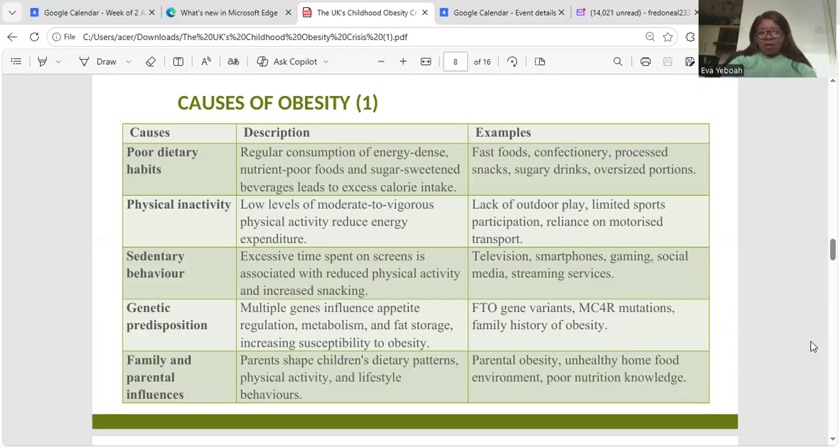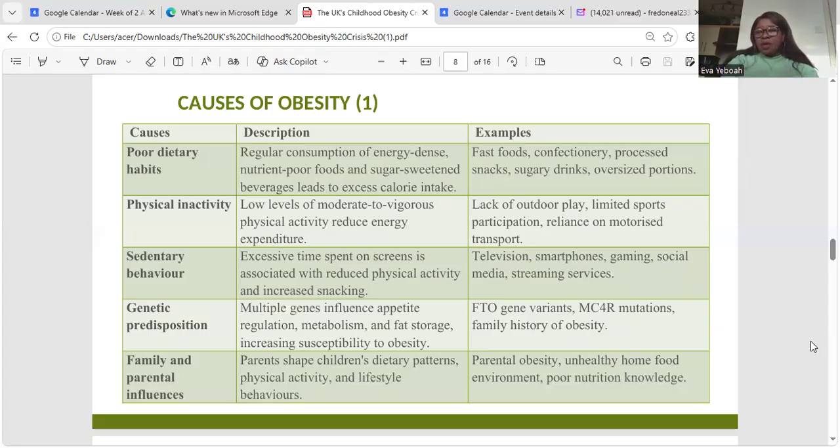The fifth cause is family and parental influences. It explains that parents shape children's dietary patterns, physical activity, and lifestyle behaviors. The examples are parental obesity, unhealthy home food environment, poor nutrition knowledge.